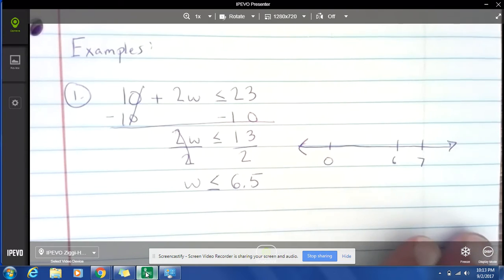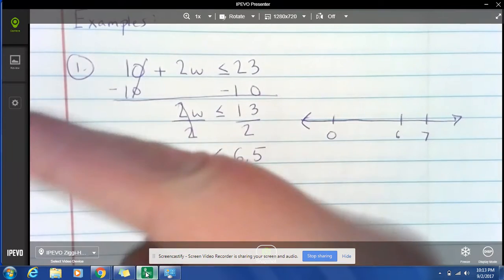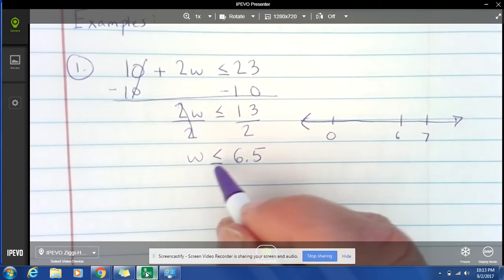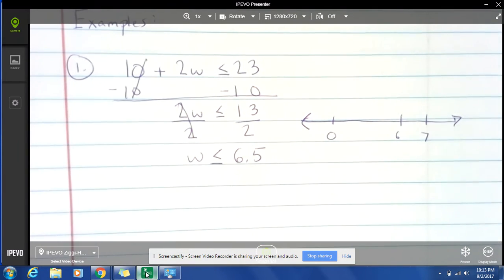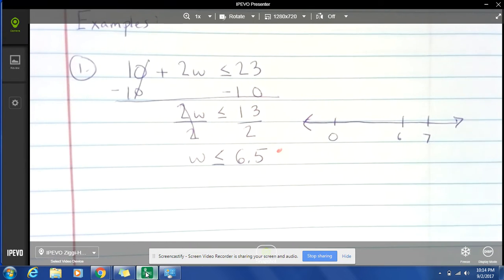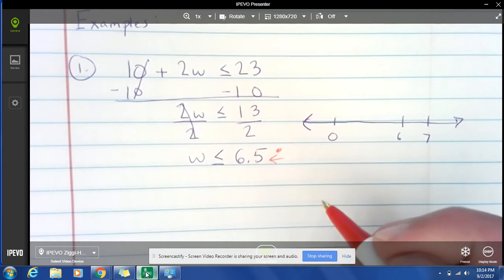Also, looking back at your notes, we have to decide two things. Number 1, is this going to be an open or closed circle? Number 2, which way are we going to shade? Are we going to shade to the left or to the right? If we look back at your notes, a less than or equal to, that equal to means that we have a closed circle. So we're going to have a closed circle, and a less than means we're going to be shading to the left, just like Beyonce told us to.